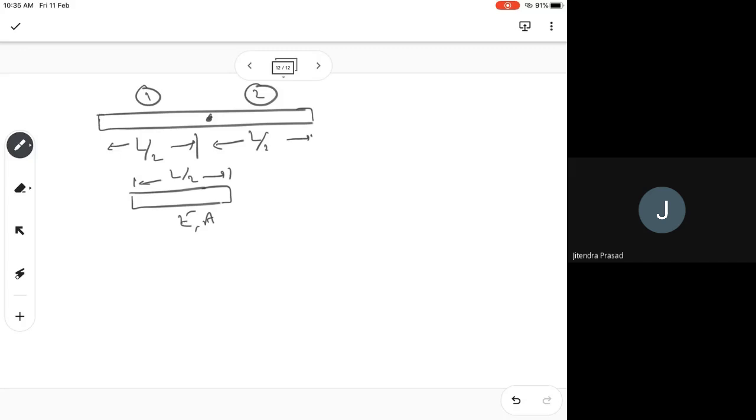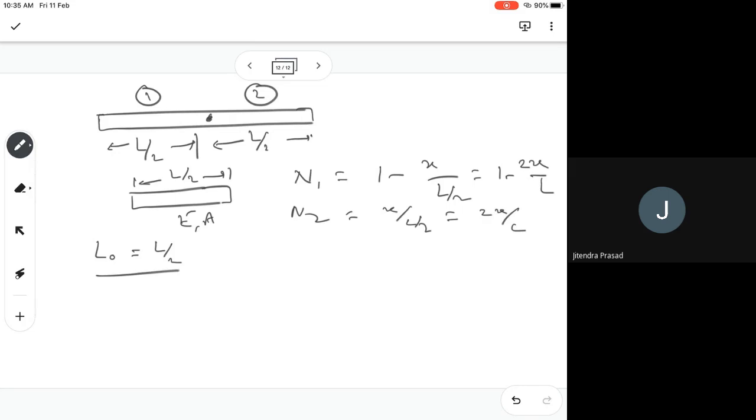And here N1 and N2 will be what? In this case, N1 will be 1 minus X over L over 2, and N2 will be X over L over 2. So it will be 1 minus 2X over L, and 2X over L. You can either do it like this, or you can assume L naught equal to L over 2, and then you formulate like that. N1 will be equal to 1 minus X over L naught, N2 equal to X over L naught, and hence you do all the things like earlier.